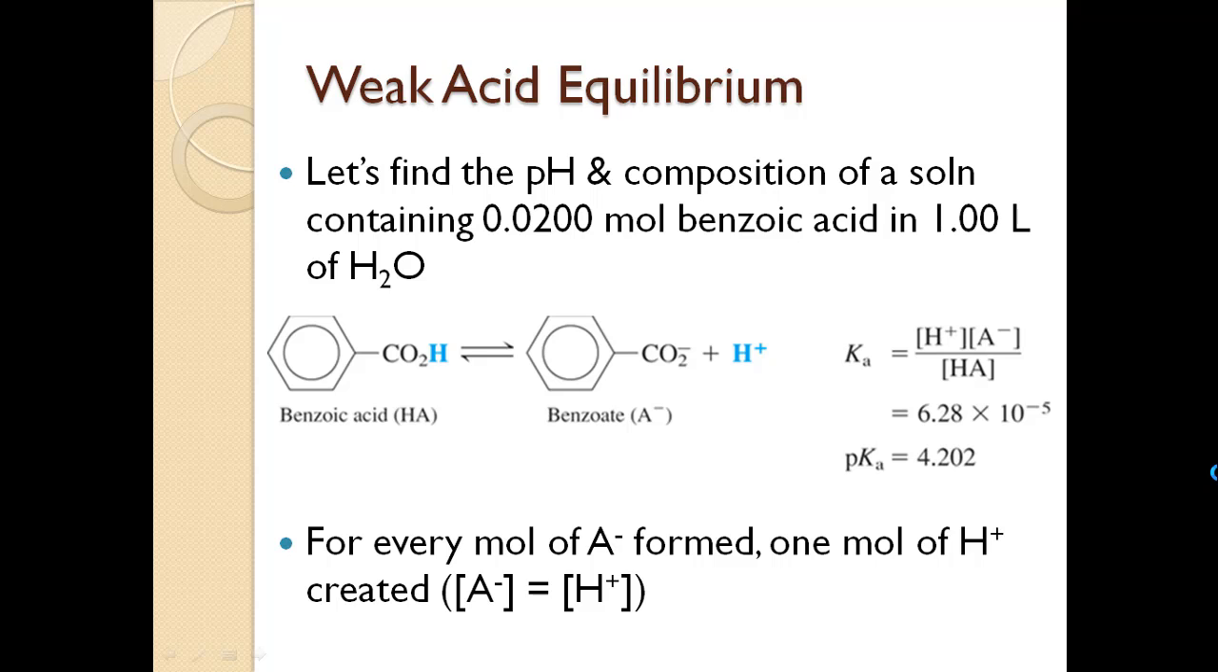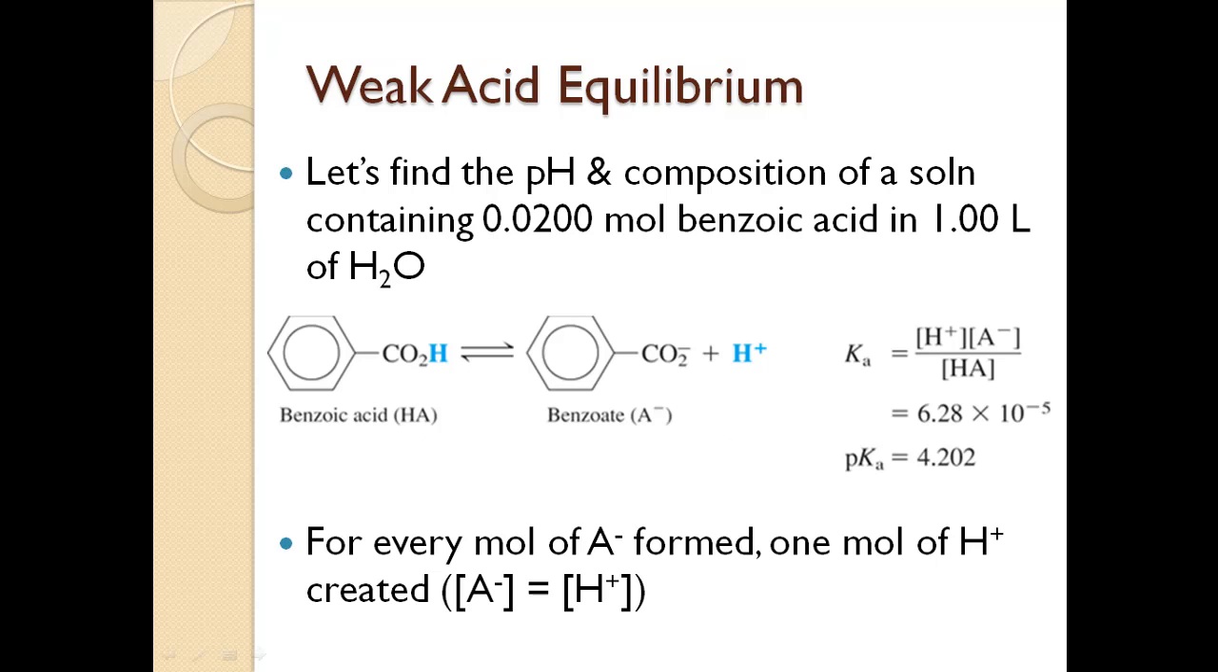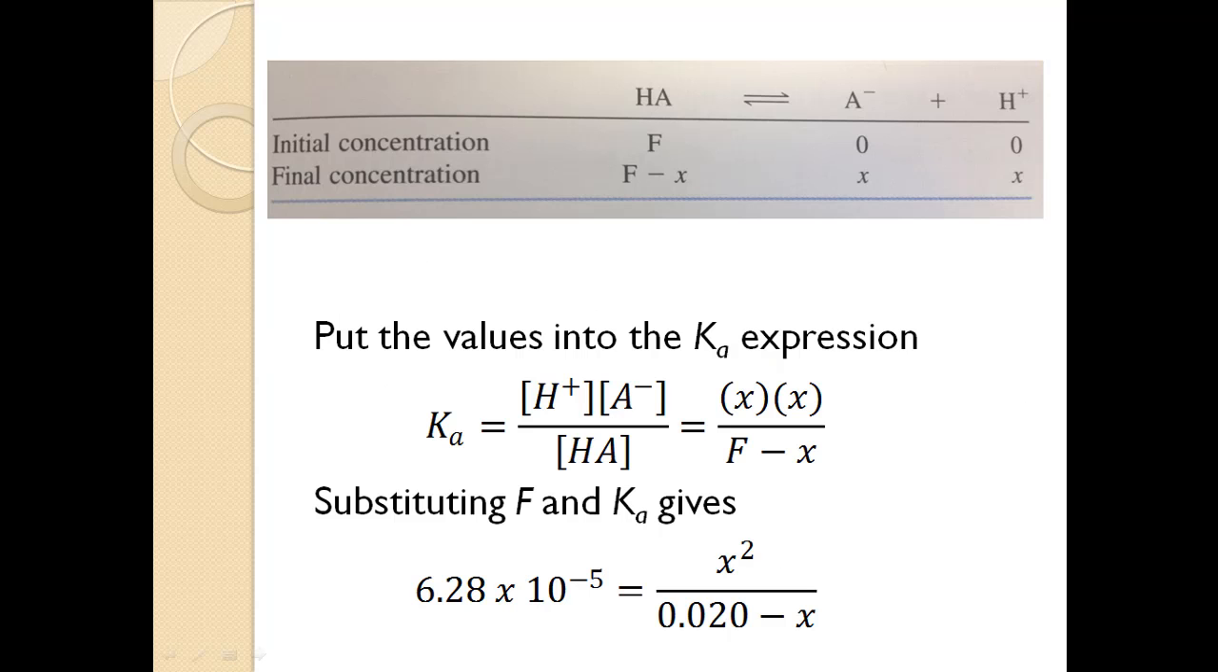It's a 1-to-1 ratio. So in all of these weak acid type problems, you're going to be able to do the same thing. You can make up this little table which shows what the initial concentration is of all of the species and the final concentration of all of the species. So HA is in equilibrium with A- and H+. F stands for formal concentration. They actually gave you the formal concentration of this reaction. If you remember, it is 0.0200. That is the formal concentration of this solution. So that's what you would put there.